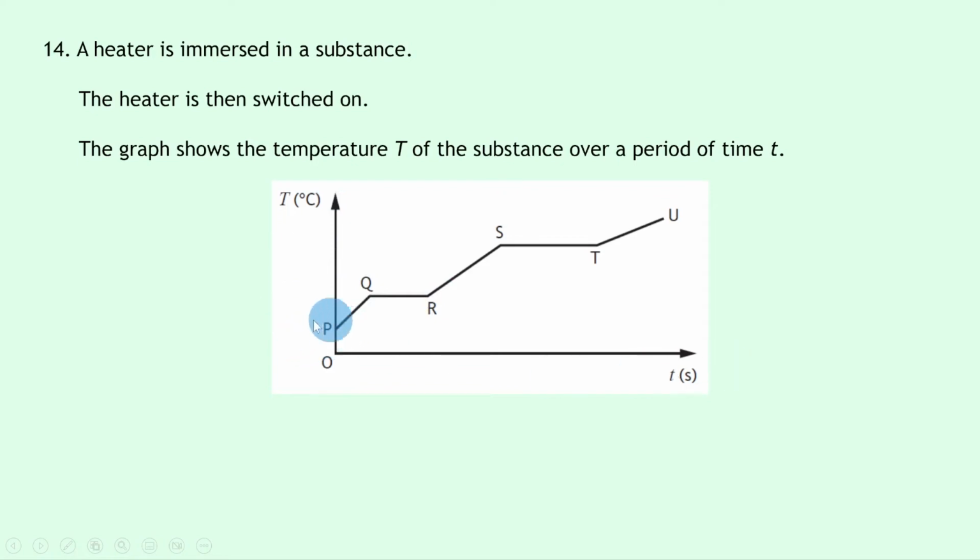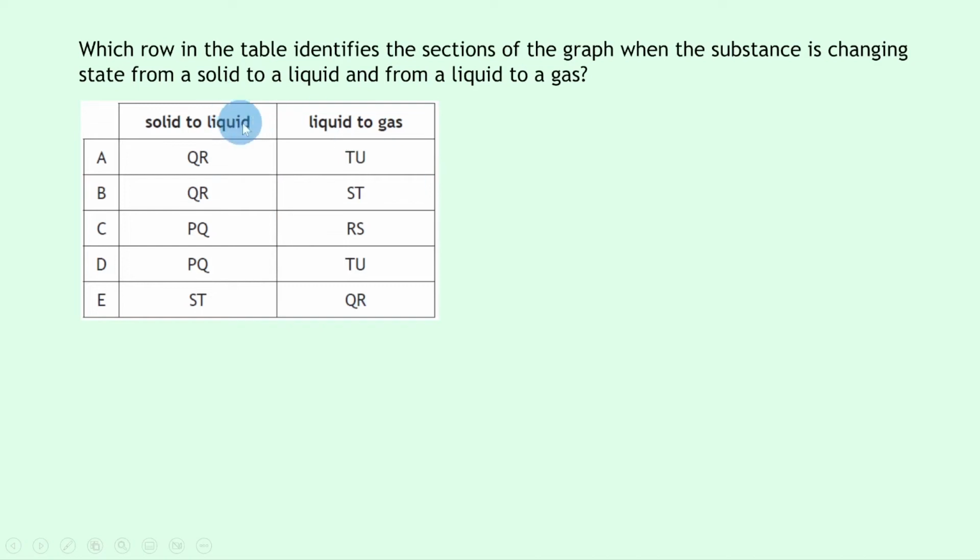So we could say that at point P we've got a solid, and we can heat up that solid until at point Q it's going to start melting, and then it's going to have completely melted into a liquid at R. So between Q and R we have our solid melting into a liquid, and then at point R we can heat up our liquid this time until at point S it's going to start evaporating until it reaches T, at which point all of the liquid will have evaporated, and therefore S to T is going to be our liquid to gas. So we can say that solid to liquid is QR and liquid to gas is ST, which gives the answer B.